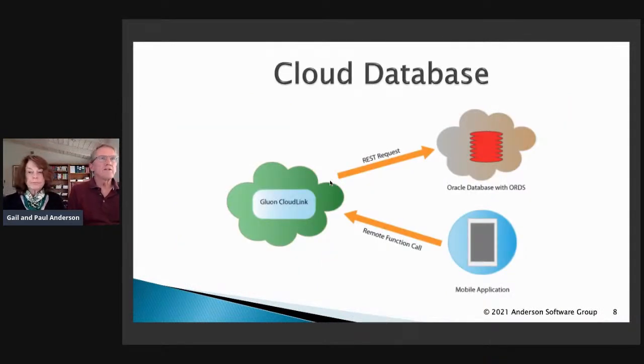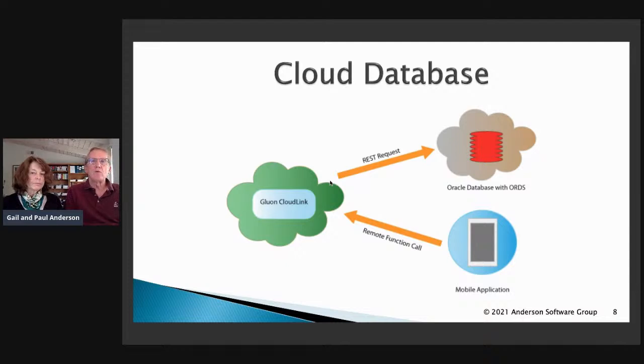Okay, so Gail just mentioned the fact that we had our data stored in the cloud. This is a very big requirement with mobile apps these days: the data should be stored in the cloud. So you should know that Gluon has ways of dealing very nicely with cloud databases. In this diagram here, we have Gluon Cloud Link interacting with a mobile app and then making REST calls to a database in the cloud. In this case, Oracle's database.